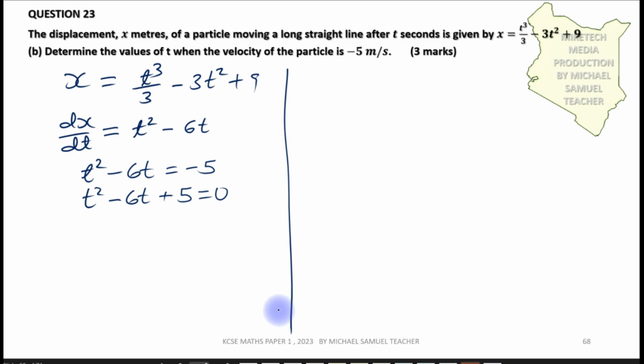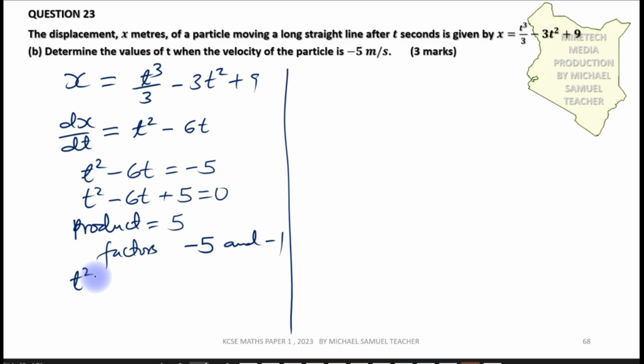I'm going to use the factorization method to solve this quadratic equation. So the product AC, 1 times 5, is 5. Then I look for factors of 5 such that when I add them, I'll get minus 6. And the factors I have are minus 5 and minus 1. So I write the middle term in expanded form. That will be t squared minus 5t minus t plus 5 is equal to 0.